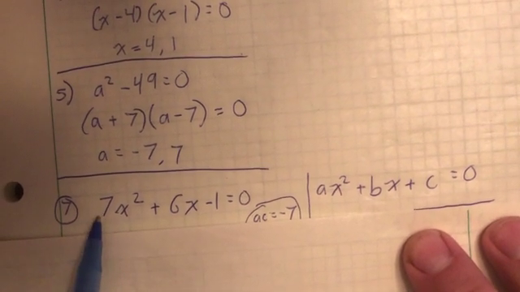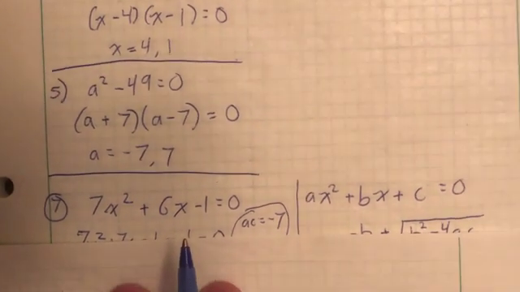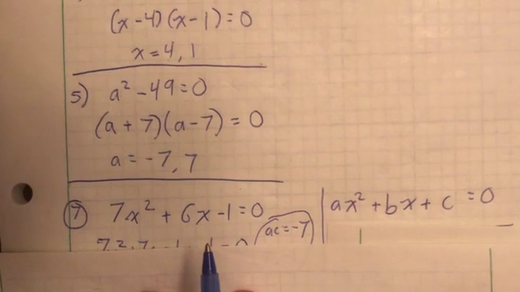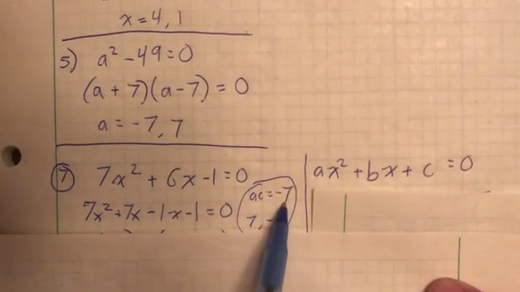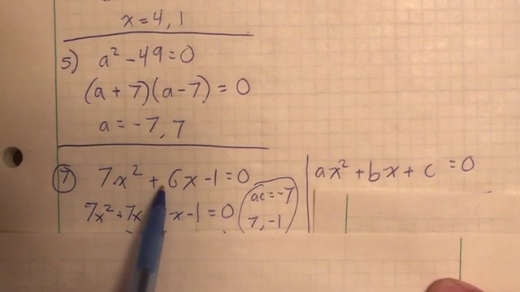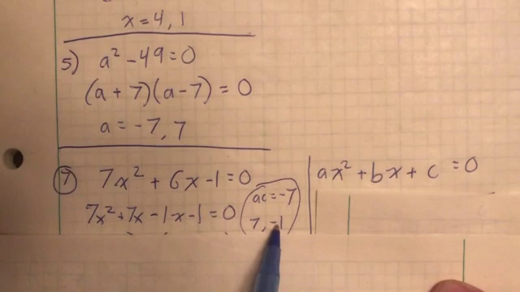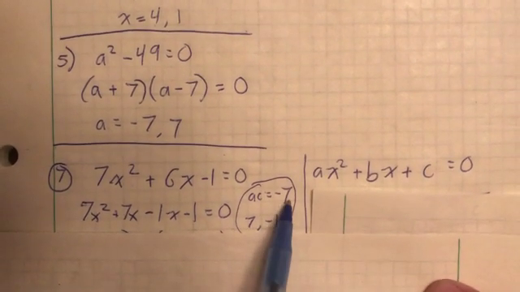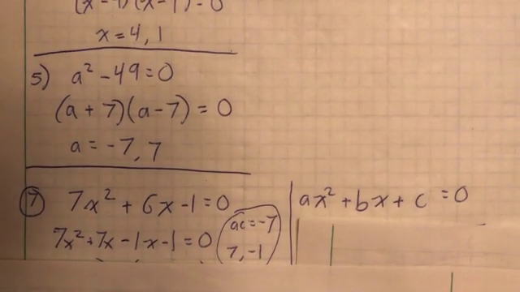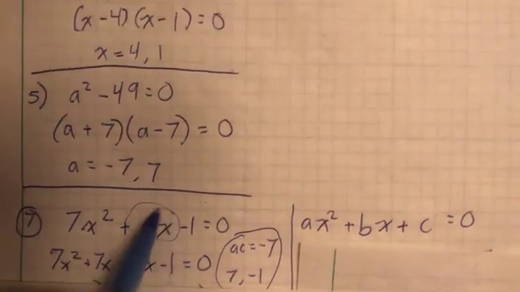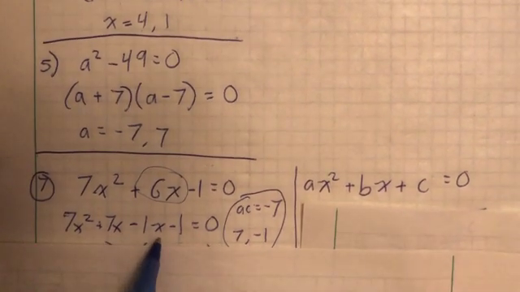So the first step in solving where a is greater than 1 is I'm going to multiply my a times my c. Okay, that's negative 7. Now I'm going to look for two numbers that multiply to this ac and add to my b. And see, it's positive 7 and negative 1, because these two multiplied give me negative 7, and these two added give me positive 6. So I replace my 6x with 7x minus 1x.